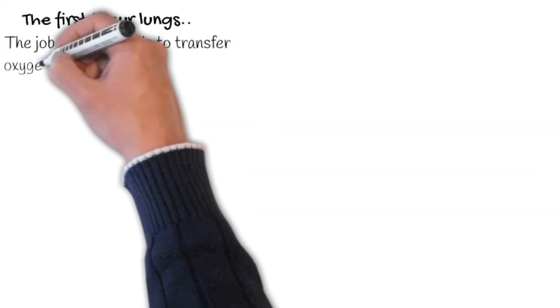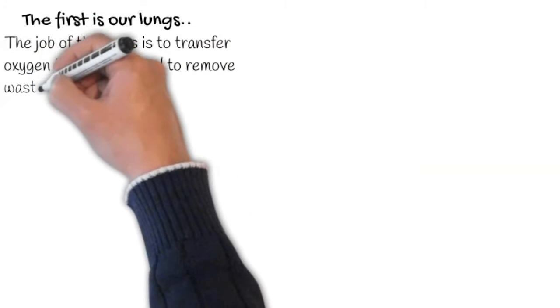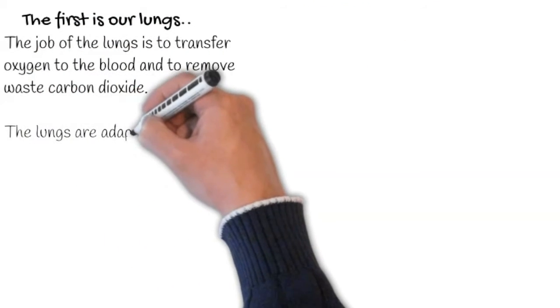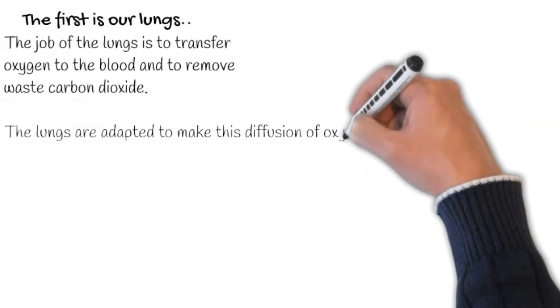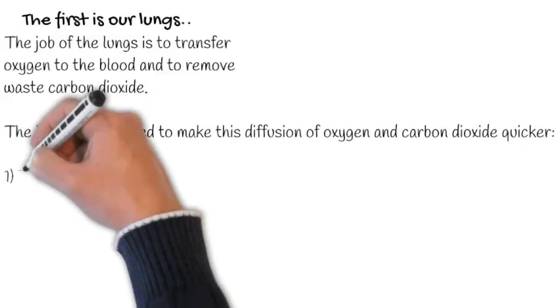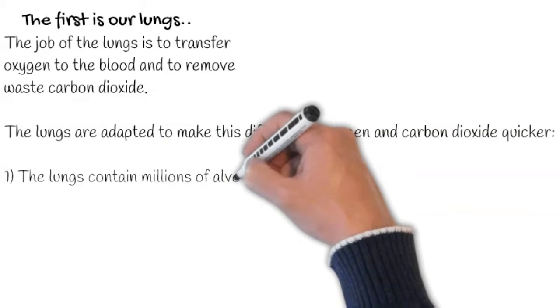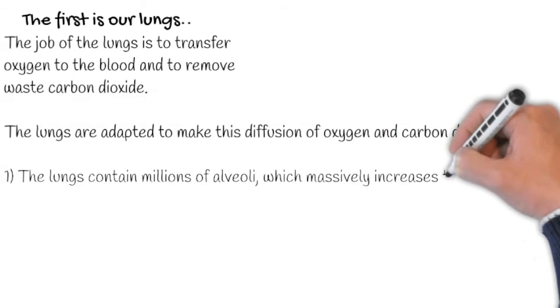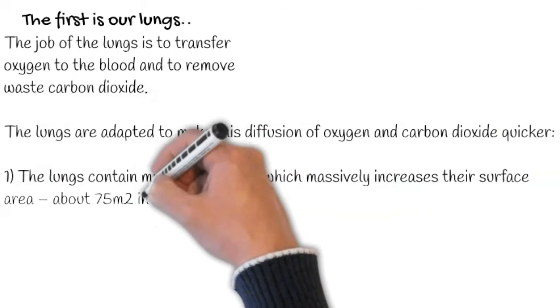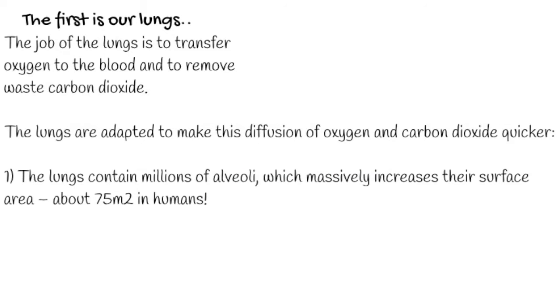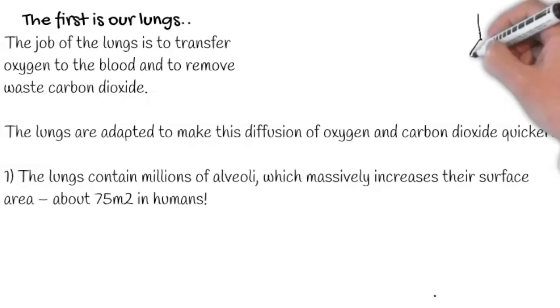The first is our lungs. The job of the lungs is to transfer oxygen to the blood and to remove waste carbon dioxide. The lungs are adapted to make this diffusion of oxygen and carbon dioxide quicker. The lungs contain millions of alveoli, which massively increase their surface area. This means that diffusion happens quicker.